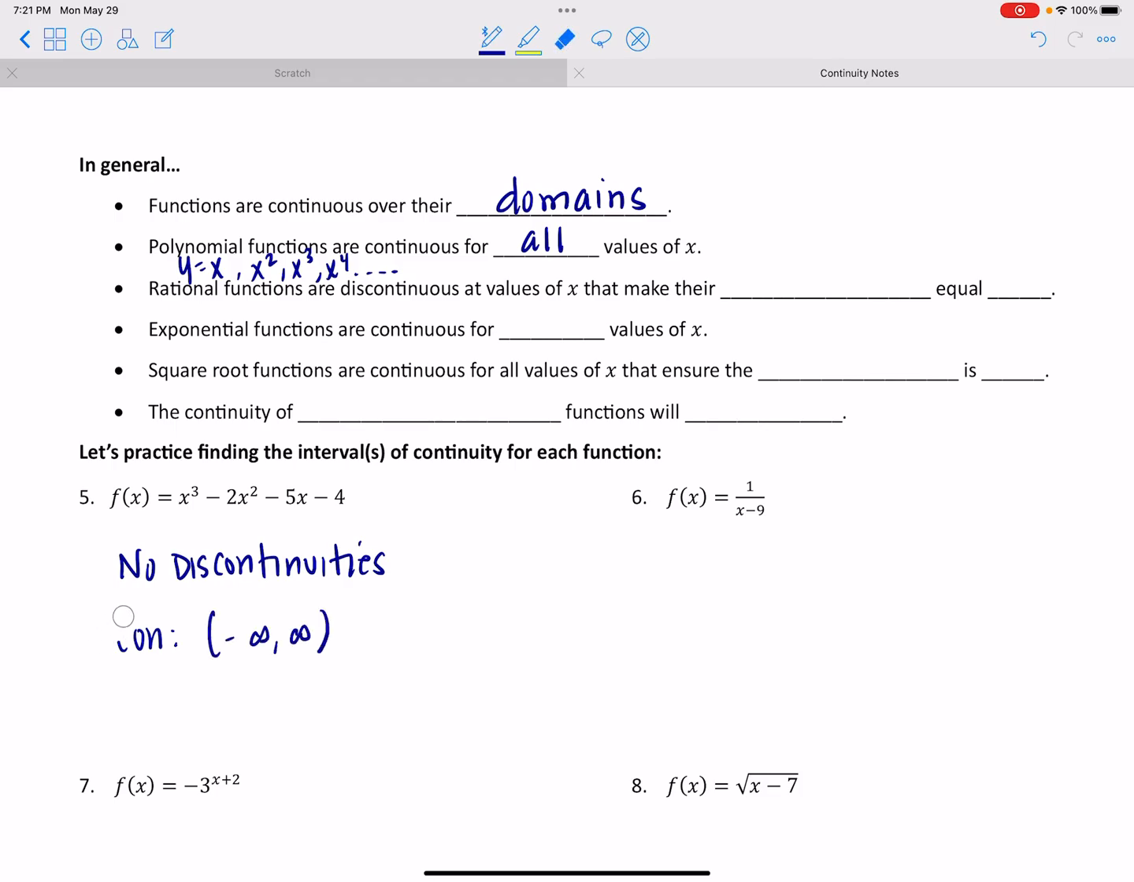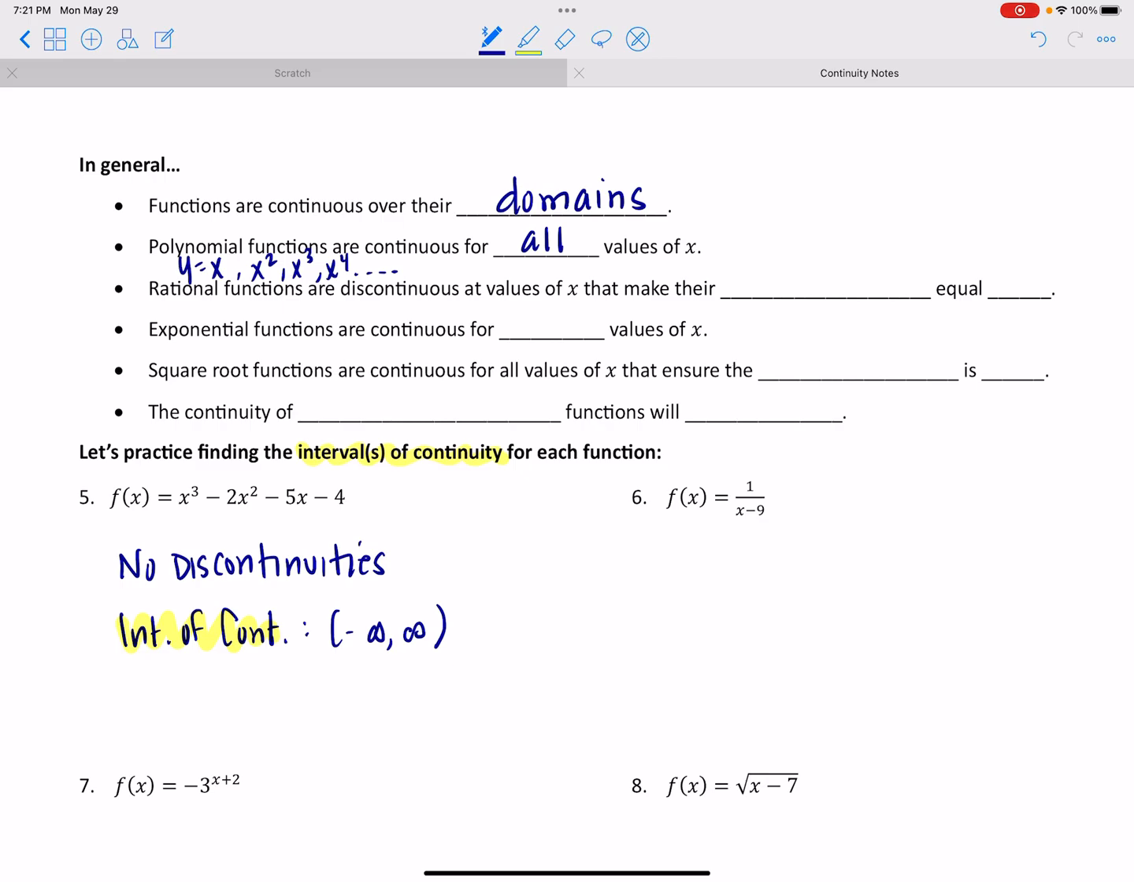And I should probably write that out. Maybe I'll abbreviate the next few. So no discontinuities, the interval of continuity. Let me do this. That's my abbreviation. There we go. Interval of continuity is going to be everything from negative infinity to positive infinity. That is the domain for that function, and that is also the interval of continuity.